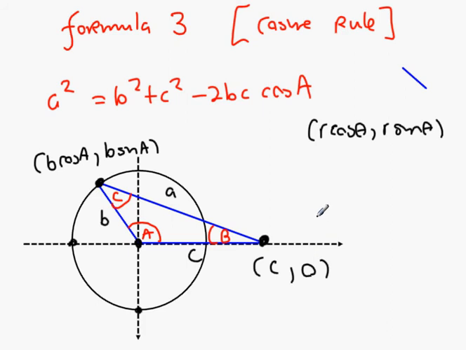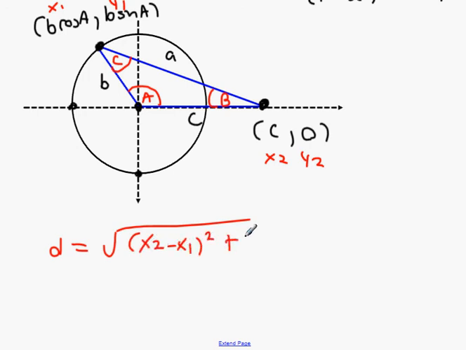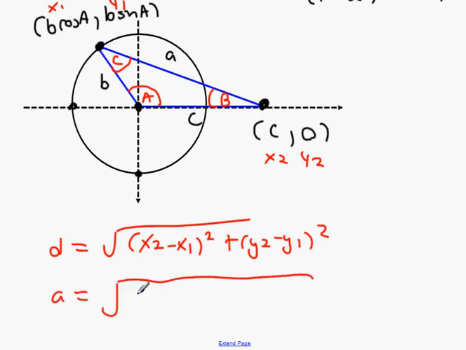Now, okay, we're going to use the distance formula, lads. The distance formula is going to be used for A. So we're going to call this x2, y2. Call that one x1, y1. Distance formula is equal to the square root of x2 minus x1 squared plus y2 minus y1 squared. The distance we're looking for is A. A therefore equals the square root of.